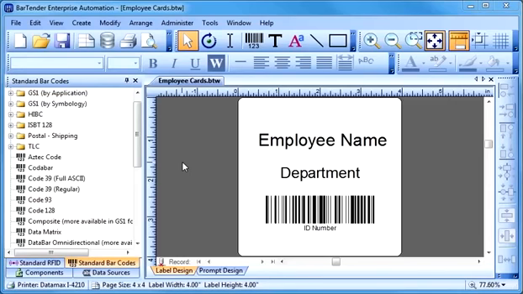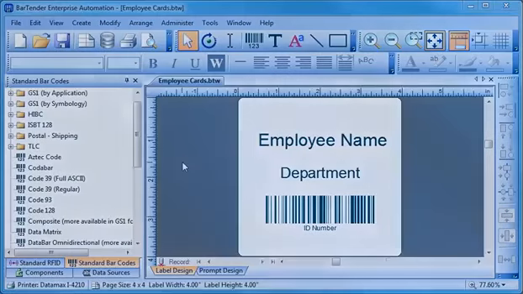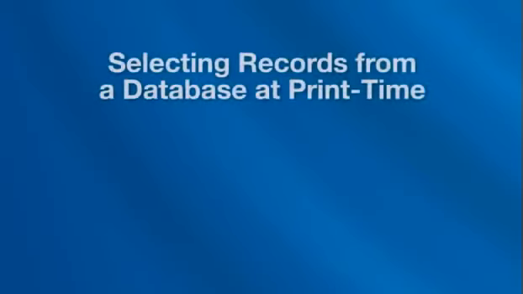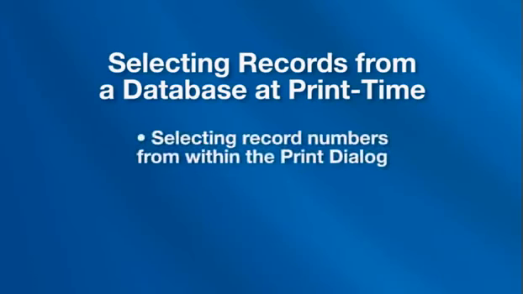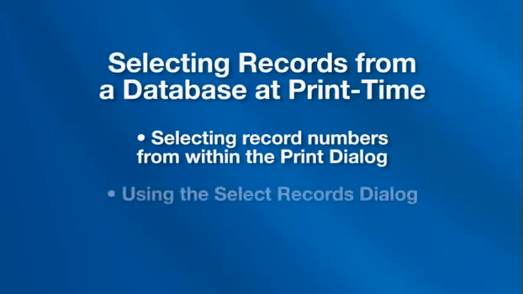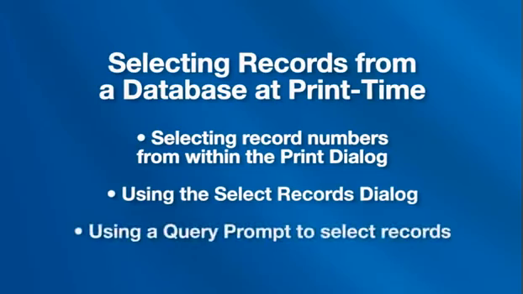However, when selecting records from a database, you may sometimes wish to manually control the record selection process at print time, rather than automatically controlling this from within another software package. In this video, we cover 3 ways to manually select records from a database. They are selecting record numbers from within the print dialog, using the Select Records dialog, and using a query prompt to select records.